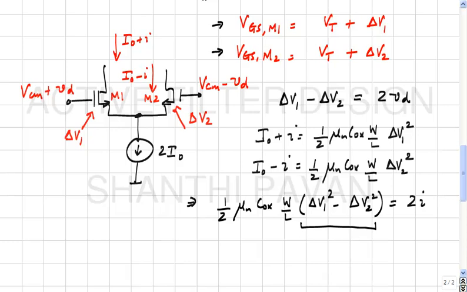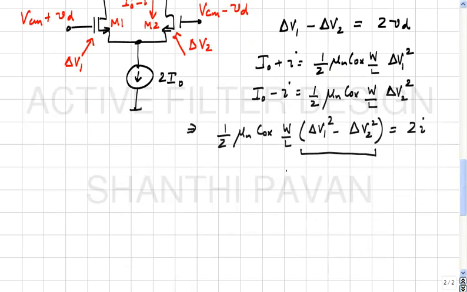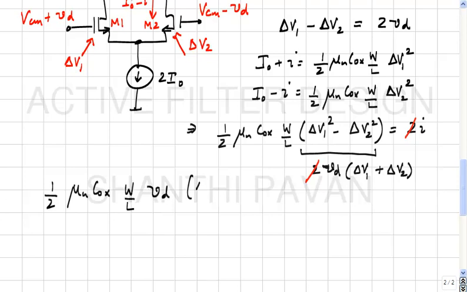Yes? Okay. Now delta V1 square minus delta V2 square is nothing but delta V1 minus delta V2 times delta V1 plus delta V2. And what is delta V1 minus delta V2? 2 VD. Correct? Okay. So, what can I cancel out? These two can go away. Which means 1/2 mu n C ox W by L times VD times delta V1 plus delta V2 is I. Correct? All I have done is replace delta V1 square minus delta V2 square by 2 VD times delta V1 plus delta V2. Is this clear?